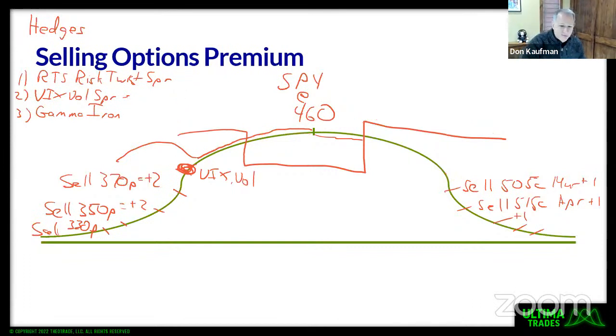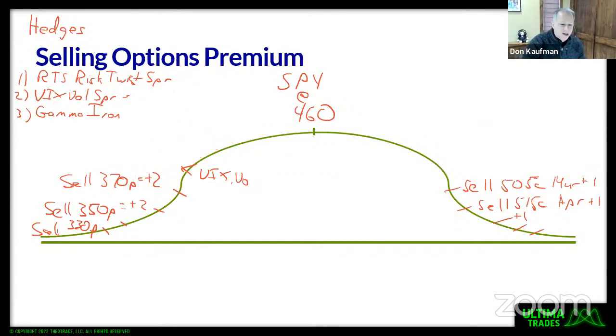The key to everything that we do here is knowing these options, the right options to sell. Okay. The other key is knowing that these hedges are there to mitigate your risk, right? This is what Ultima really breaks down to.